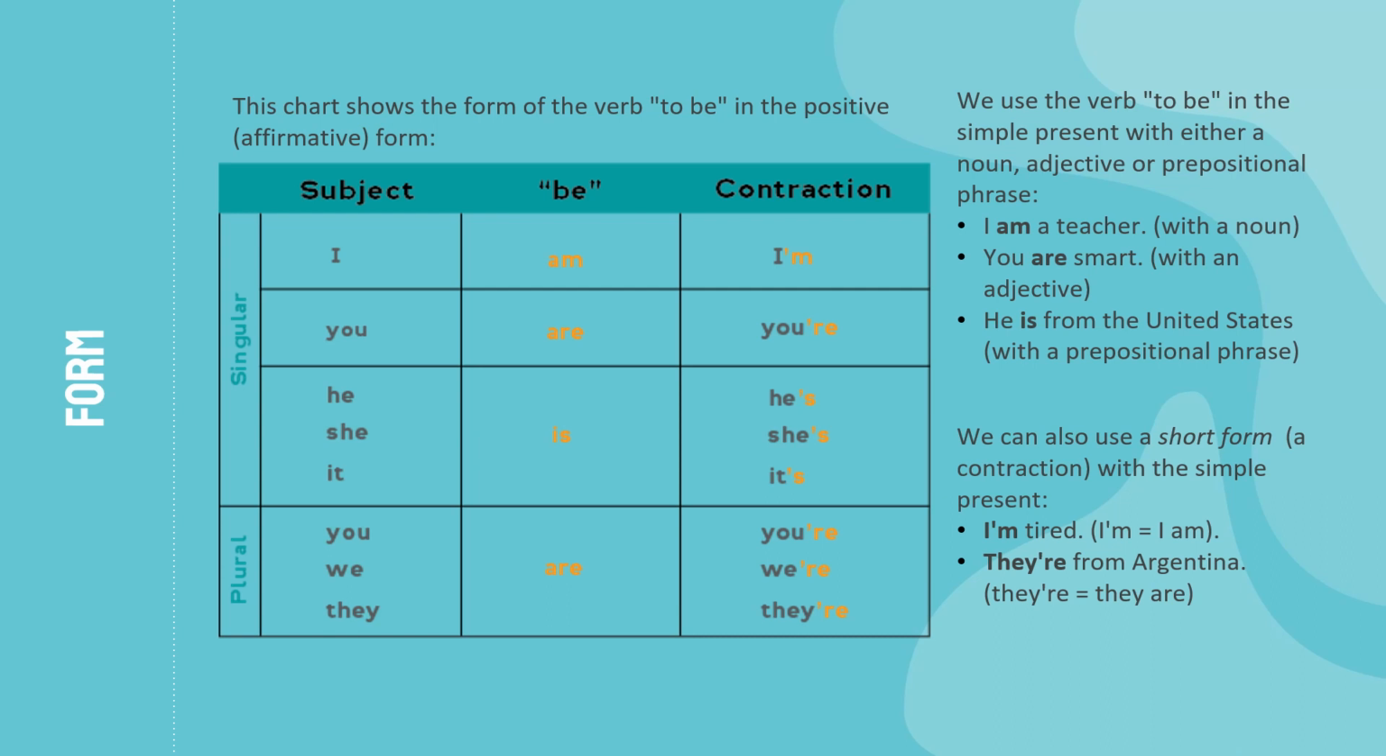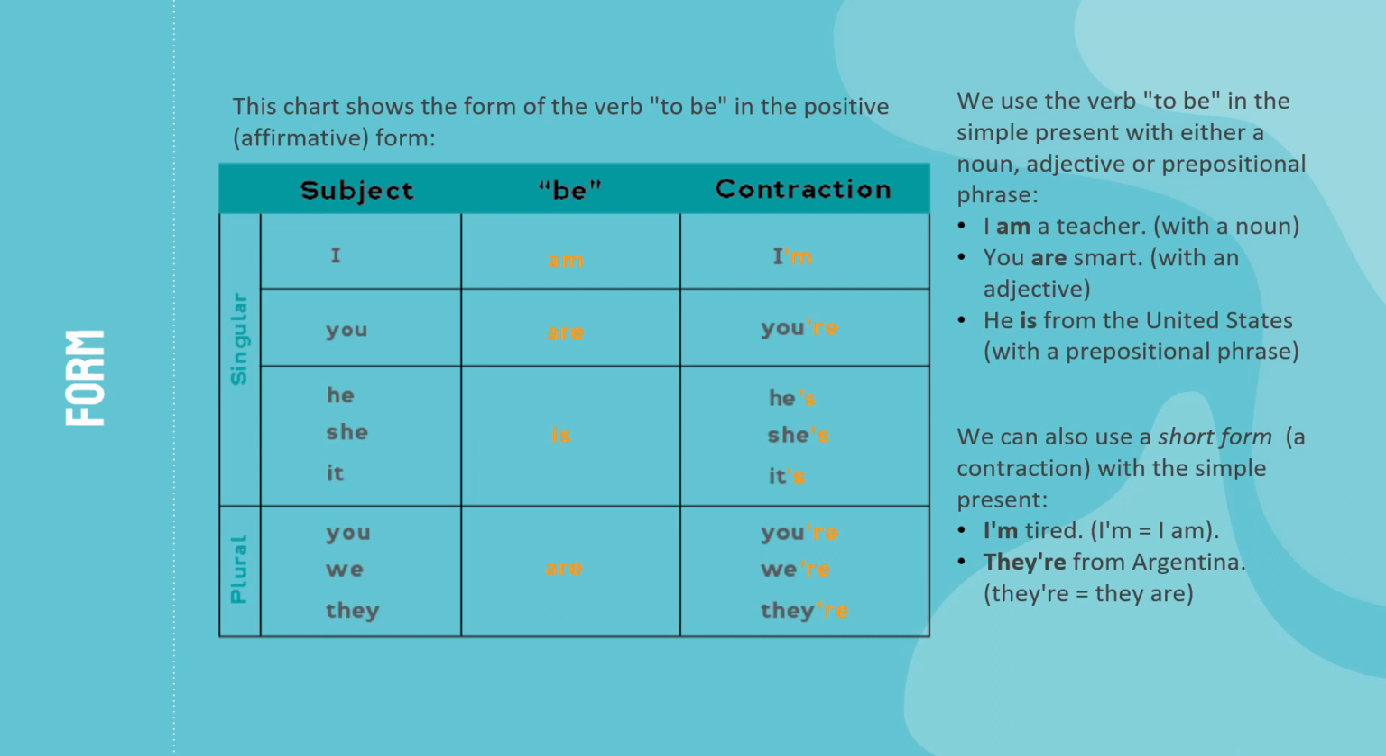This chart shows the form of the verb to be in the positive affirmative form or positive sentence. We use the verb to be in the simple present with either a noun, adjective, or prepositional phrase. For example, I am a teacher. A teacher is a noun. You're smart. Smart is an adjective. He's from the United States. From the United States is a prepositional phrase.